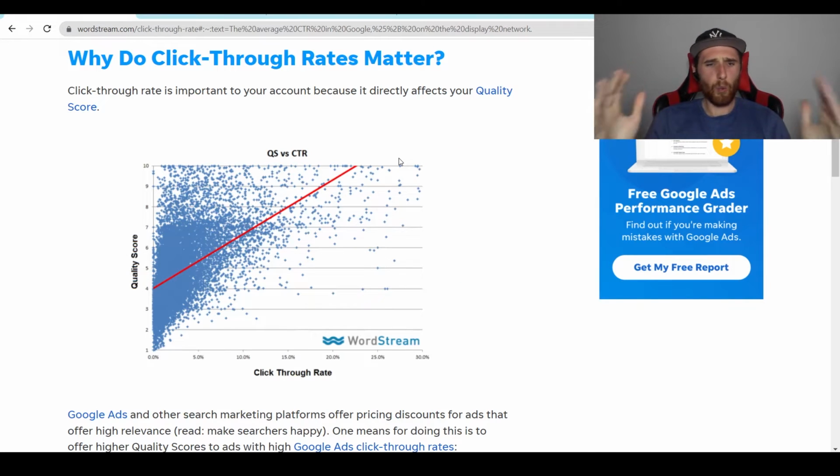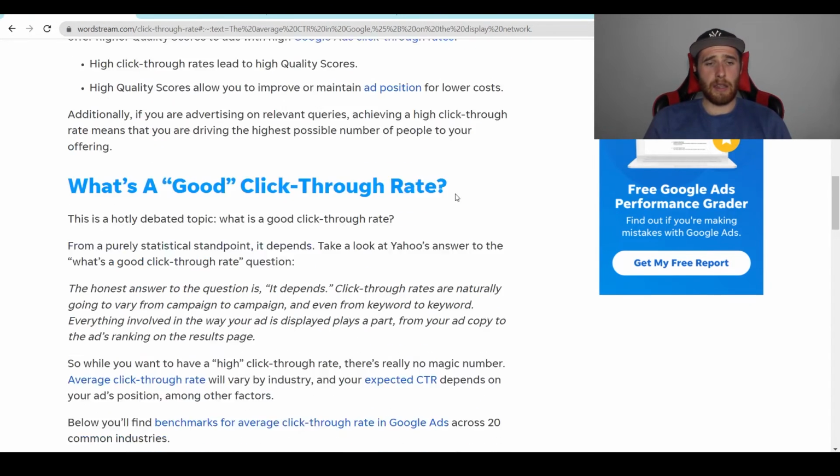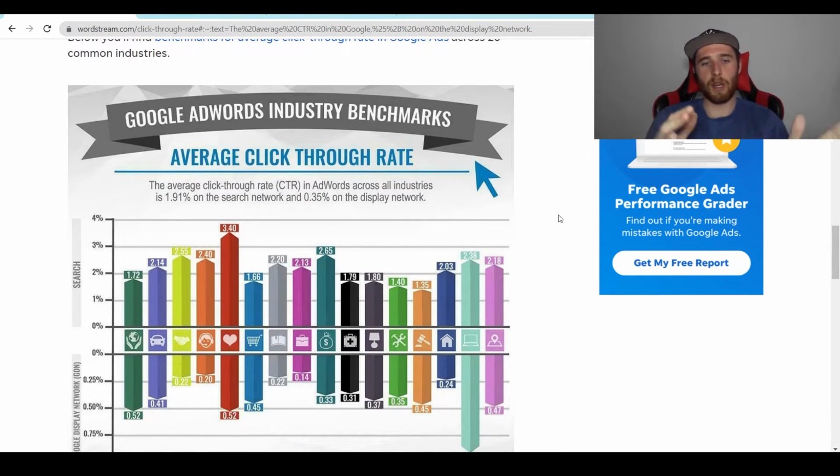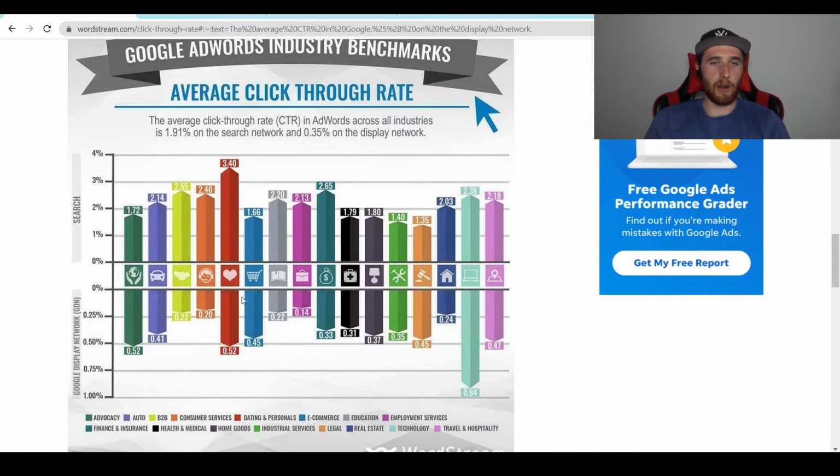Now, what is a good click-through rate? That is really dependent on your industry. And it really depends too on what campaign you're running, what types of ads you're running. I'm going to be speaking about search. They have the diagram for display down here as well. And as you can see, the average click-through rate in AdWords across all industries. AdWords is also known as Google. It's now moved to Google Ads, so they used to refer to it as AdWords if you're unfamiliar with that.